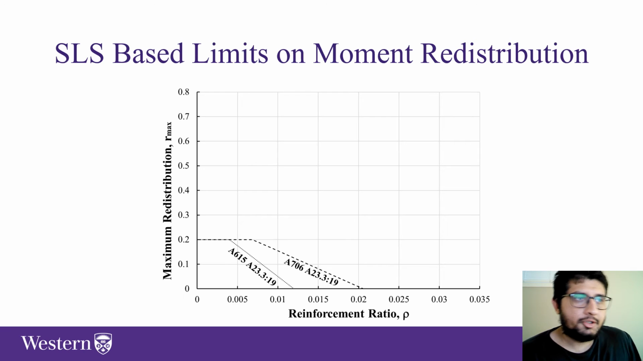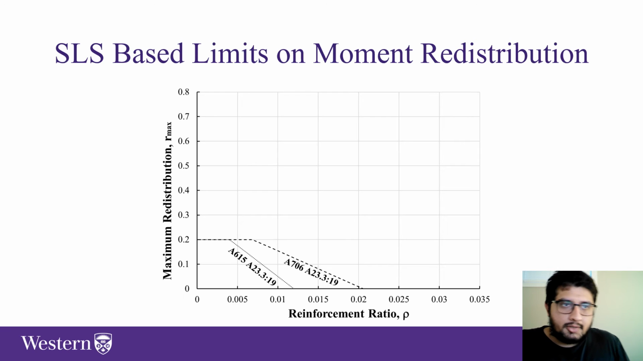This figure is showing the variation in maximum moment redistribution on the vertical axis with the reinforcement ratio on the horizontal axis. The two graphs given are the 8.2.3.3 limit in beams reinforced with A706 grade 60 and also the 8.2.3.3 moment redistribution limit in beams reinforced with A615 grade 100. And these are both for the maximum moment redistribution at ultimate limit state.